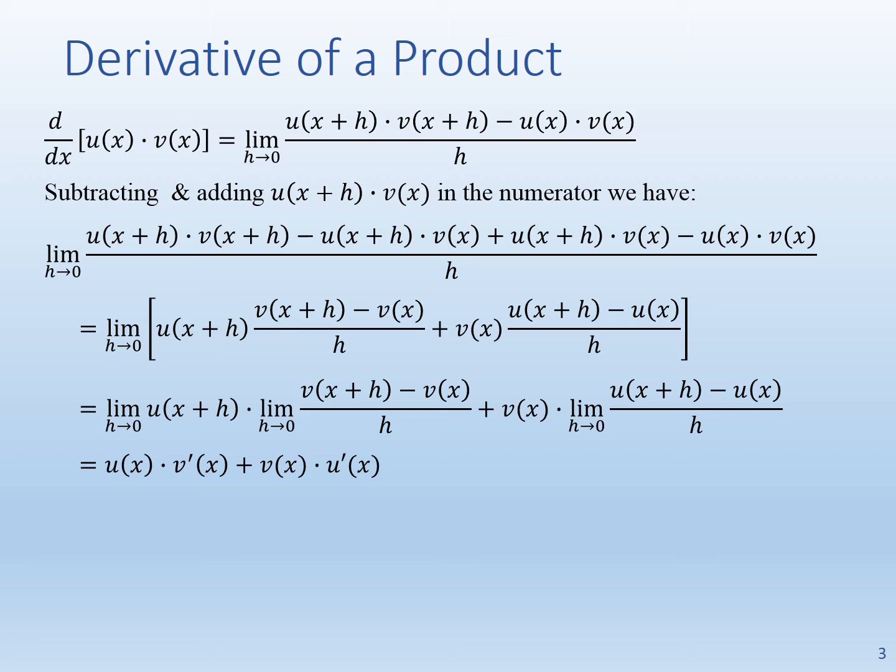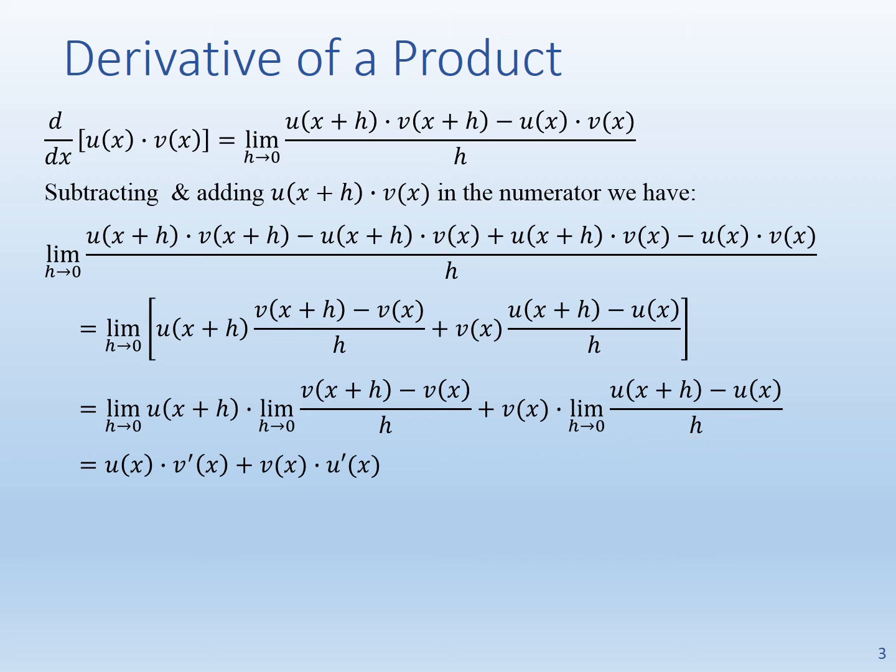And so what we have here now is the product of this thing here. As h approaches 0, that just becomes u of x. And this is, of course, the definition of the derivative of v of x. So that's v dashed x, we'll write that for the derivative. Here we have v of x. And this part over here we have the derivative of u of x.